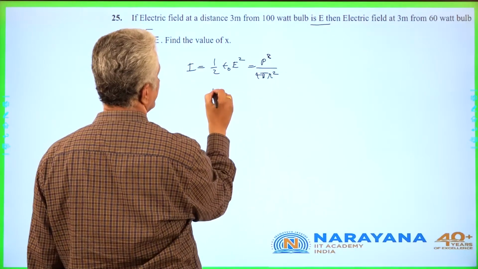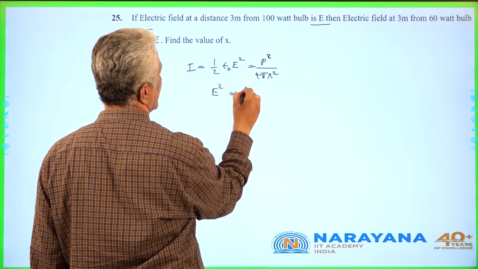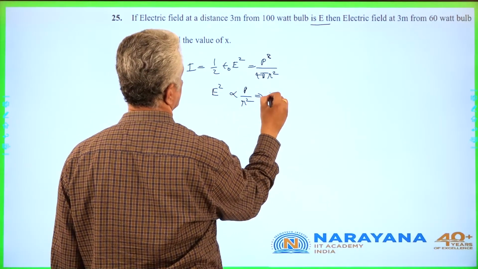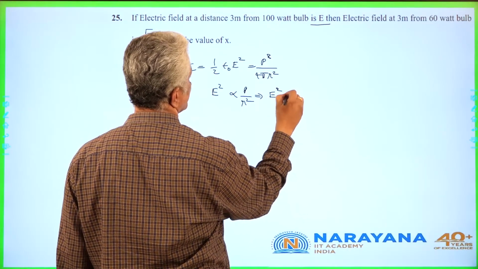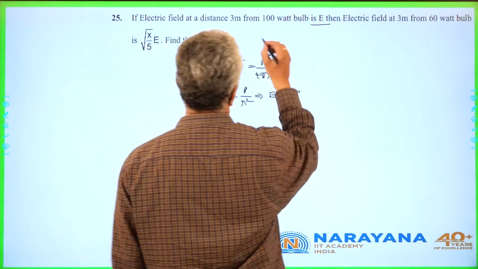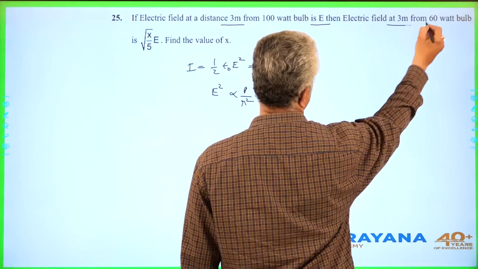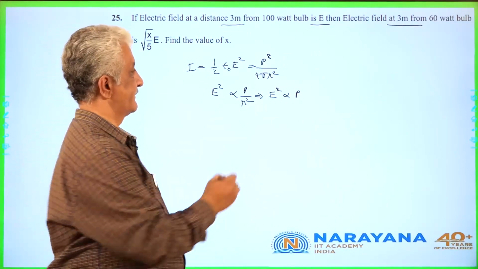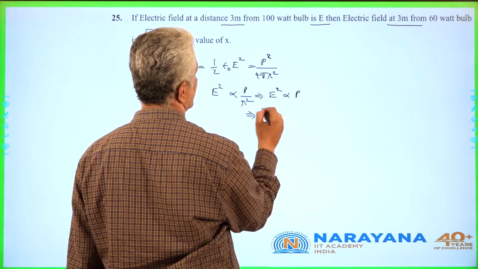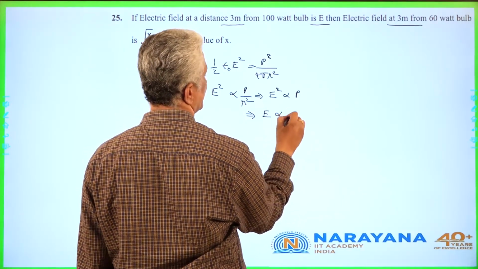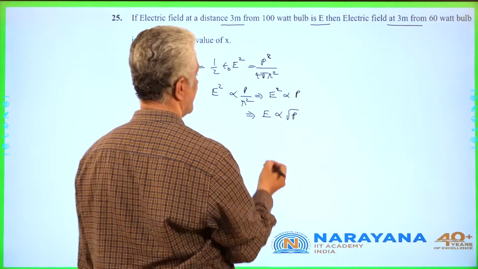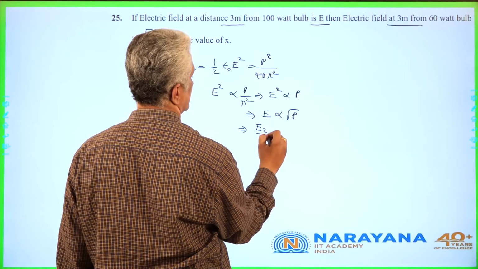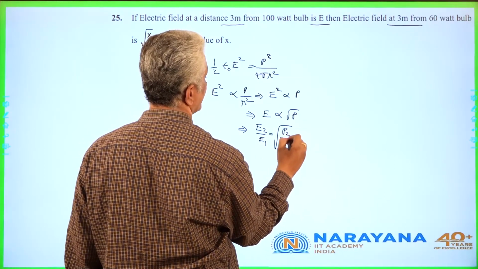Then, if we write E square proportional to P by R square, then E square is proportional to P only, because he is saying that the distance is the same in both the cases. Even if we don't consider distance as a variable, the distance is constant. Then, what is E proportional to? Root P will come. Then take the ratio. E2 by E1 is root of P2 by P1.